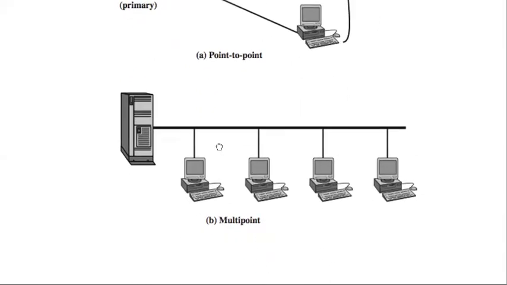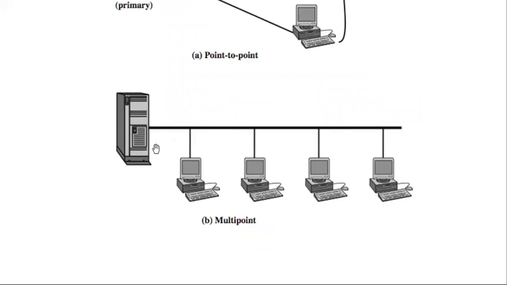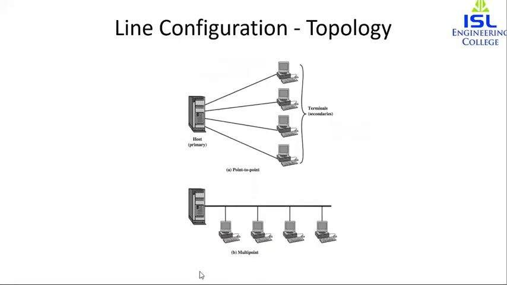In the case of multi-point line configuration, the computer needs only a single input-output port and a single transmission line, which saves cost. So this is cost effective. Suppose computer A needs to transfer something to computer B, then it simply has to send it on this transmission medium, and computer B will receive it.